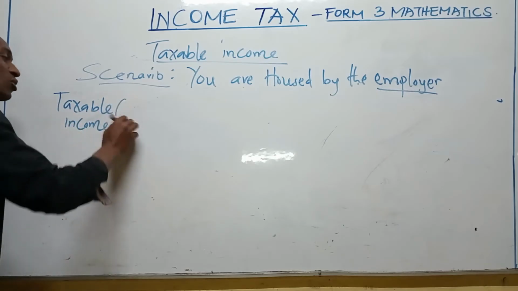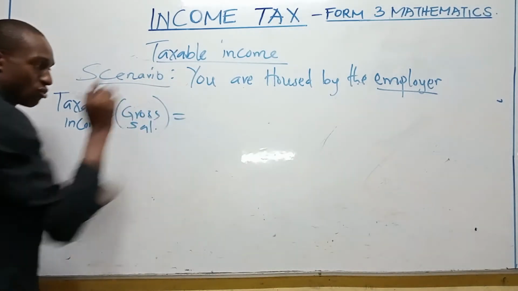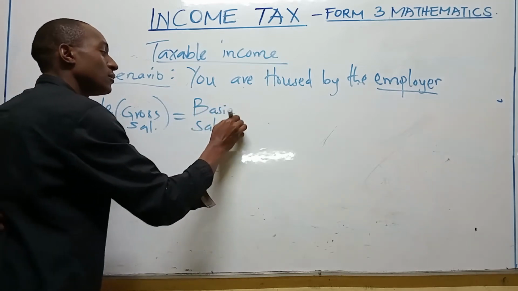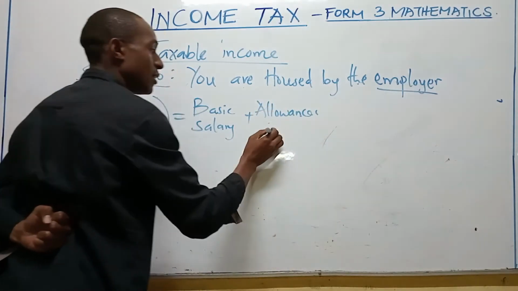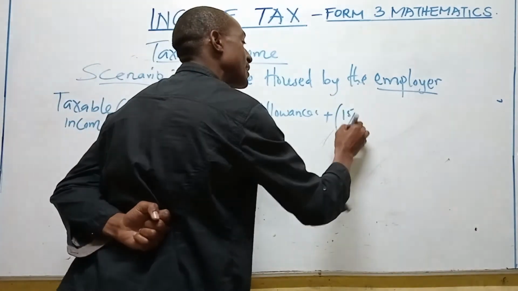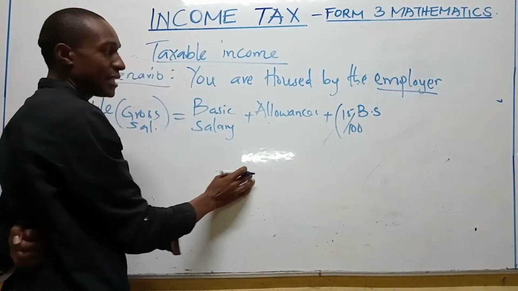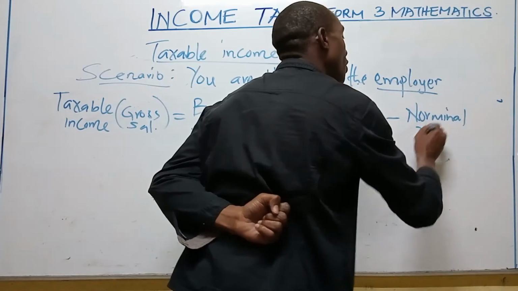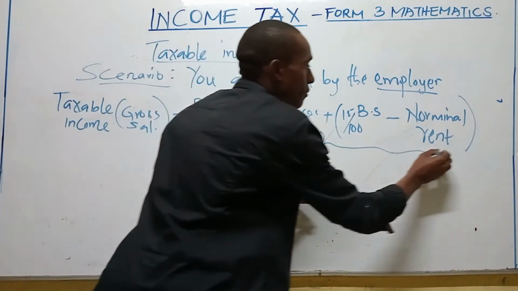Taxable income, which you also call a gross salary, is equal to basic salary plus allowances plus, something is added here, 15% (15 over 100) times basic salary, where BS is basic salary, minus nominal rent. I have introduced these parts.